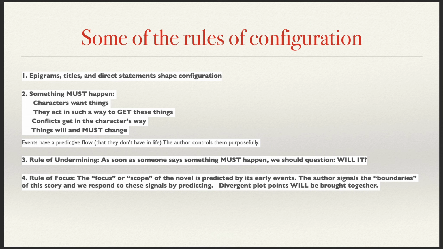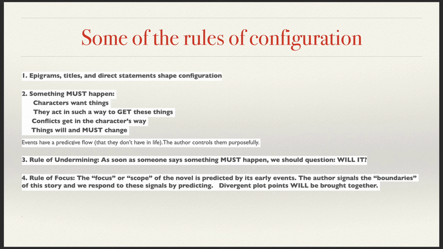All right, number 3, the rule of undermining. As soon as somebody says this must happen, we should question, will it? So that's when people make these absolute promises, like promises, right? Promises are important. If you promise something, that's opening up the rule of undermining. It doesn't mean that the promise will be undermined, but it just makes you ask, is this going to happen or is this not going to happen?